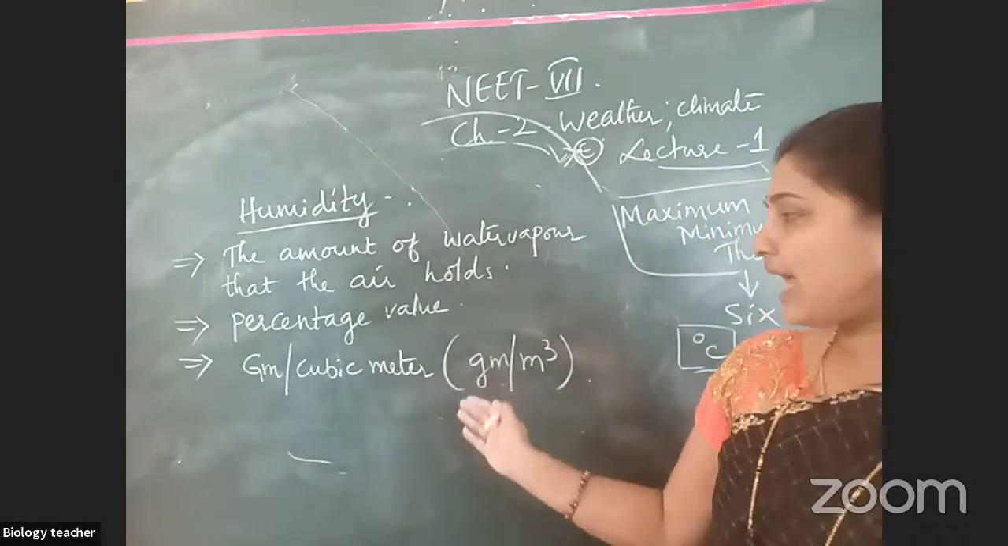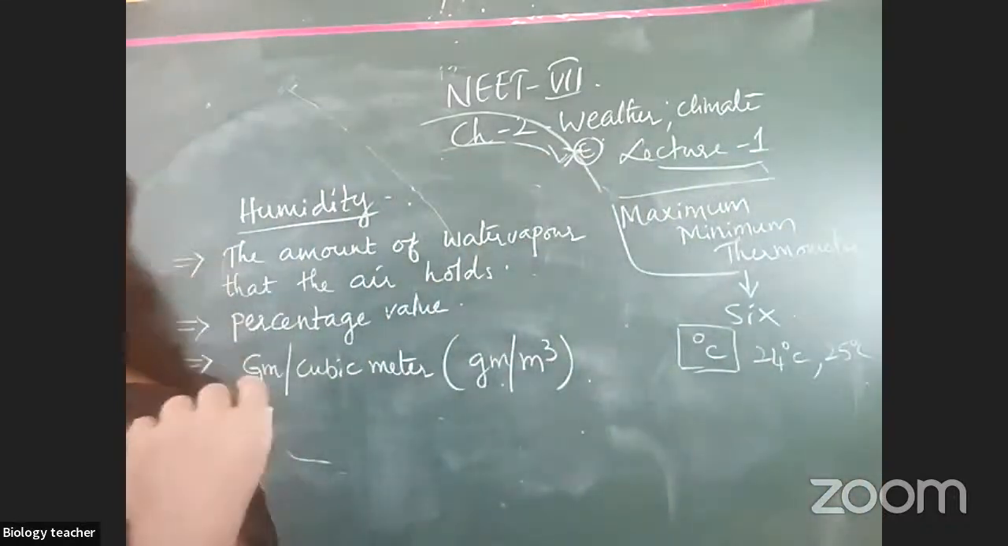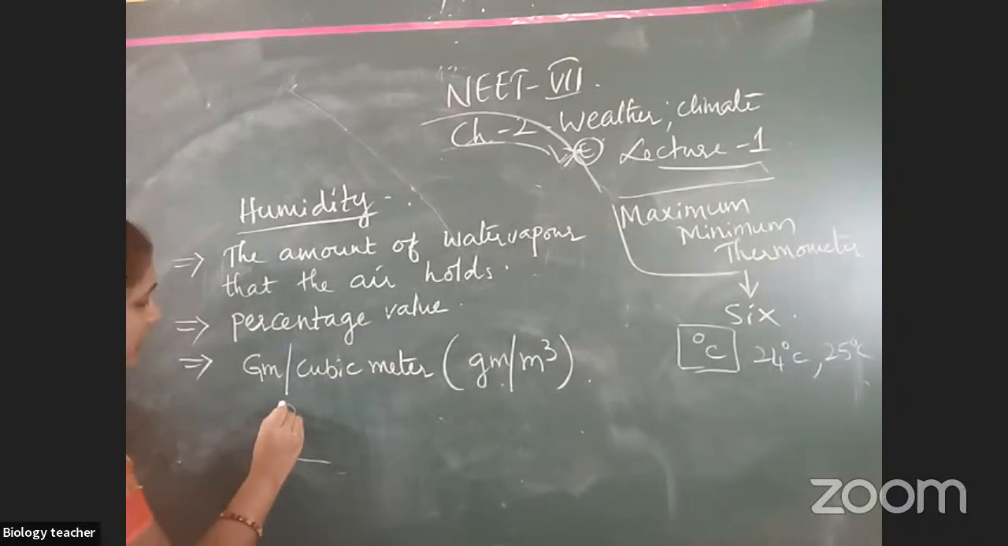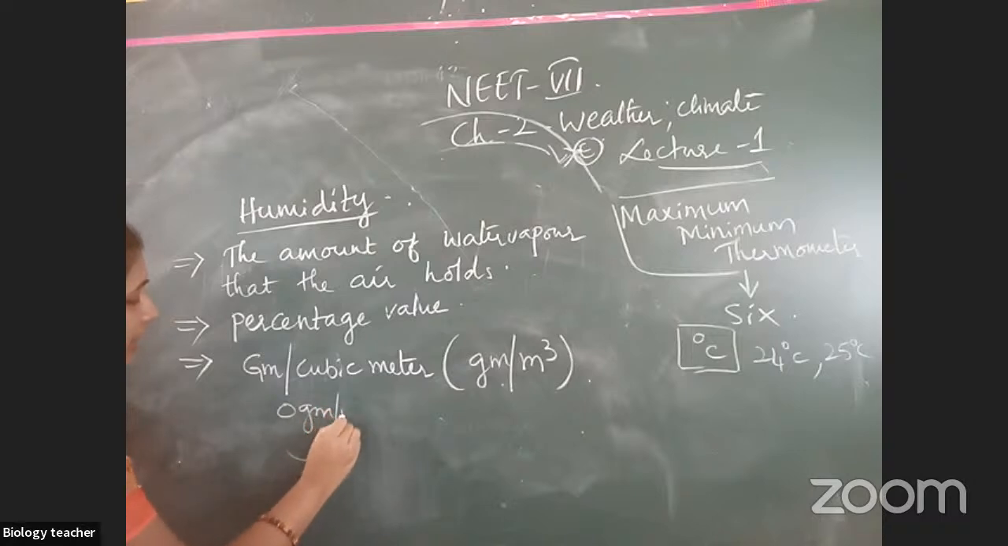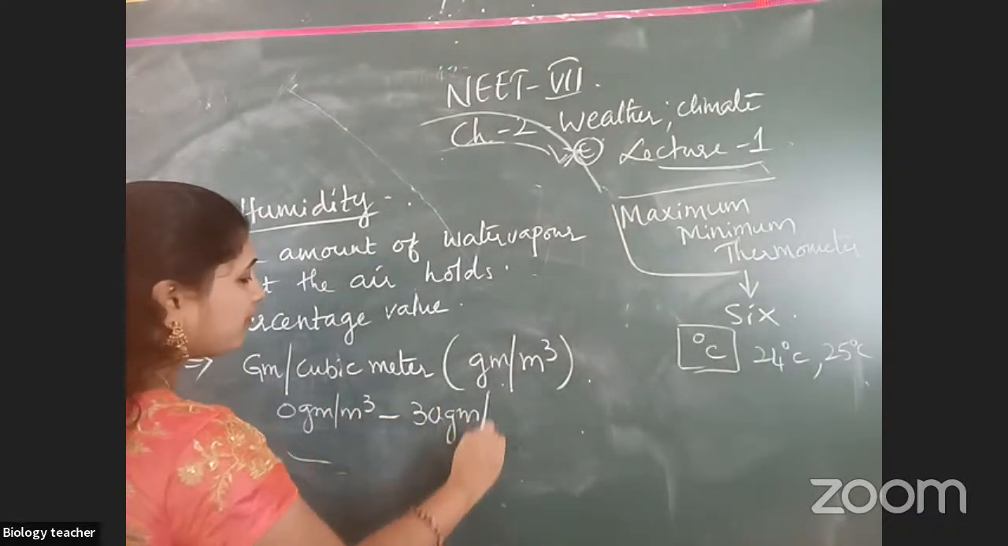So here, how will we calculate humidity? By gram per meter cube. It ranges from 0 gram per meter cube to 30 gram per meter cube.